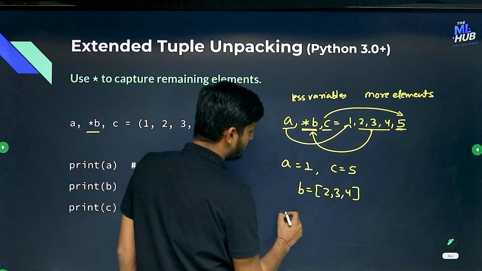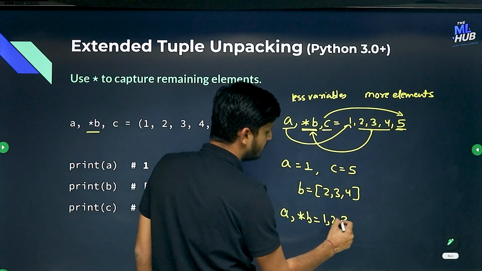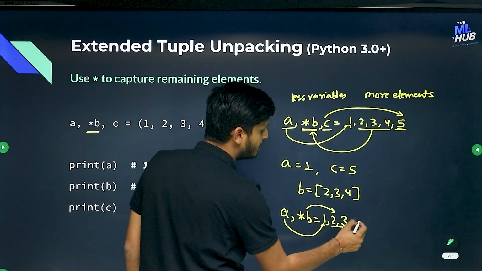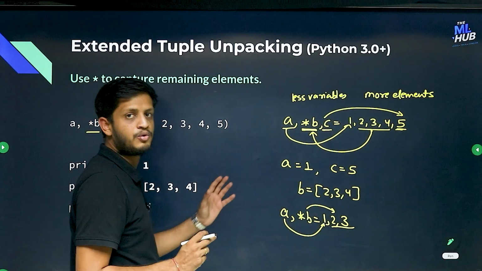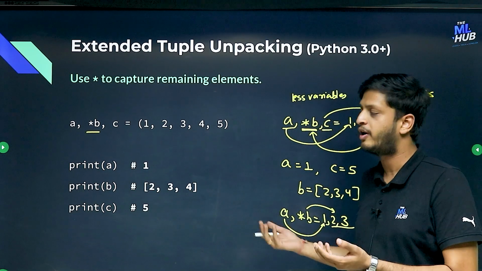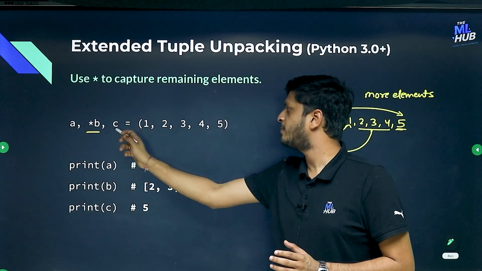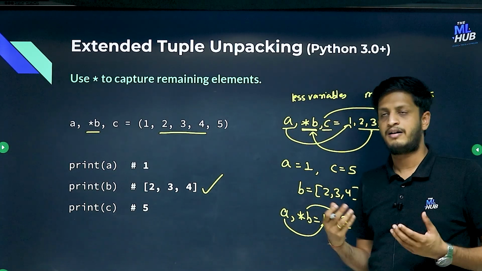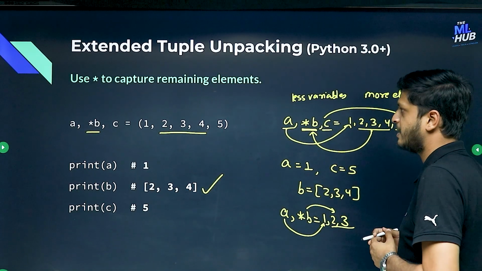Similarly, if you write A comma star B is equal to 1 comma 2 comma 3, then A will have the value 1 and B will take all the remaining values in a list. Star is the operator which you can use to do that. Star B means you're trying to create a list. So A will take the value 1, C will take the value 5 and B will take all the remaining values as a list. This is the extended tuple unpacking concept and it is only present in newer versions of Python, which is Python 3+.